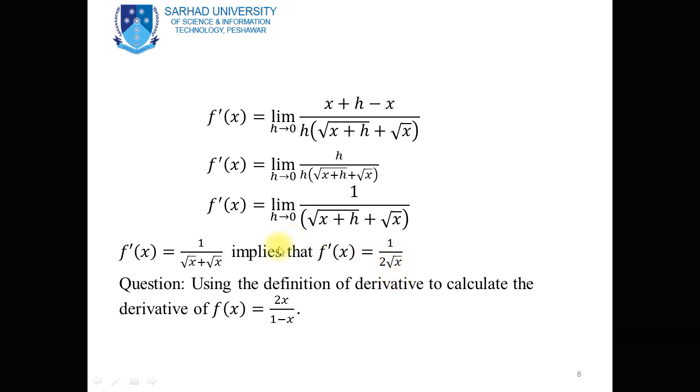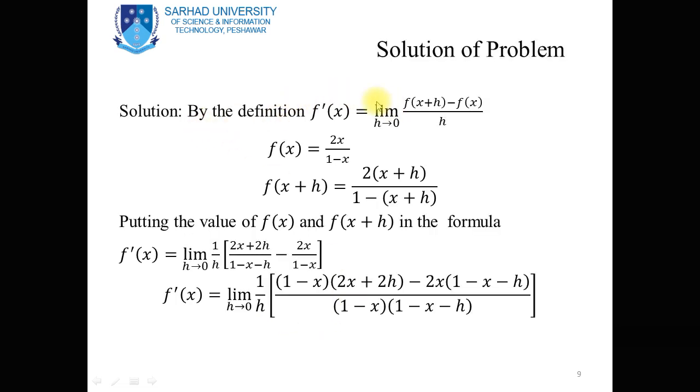Now another problem: by using the definition of derivative, calculate the derivative of the function 2x divided by 1 minus x. So this is the formula of derivative by definition. Derivative of the function is equal to limit h tends to 0 of f of x plus h minus f of x divided by h. So first of all, obtain the value of f of x plus h from the given function. In the given function, just replace x by x plus h. You can easily obtain the value of f of x plus h. So replace this x by x plus h.